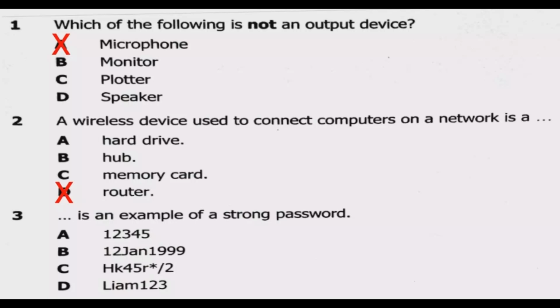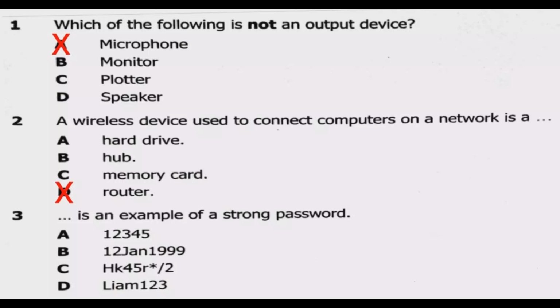We got question number 3. Dash is an example of a strong password. A. 1 2 3 4 5. That one is not an example of a strong password because it's easy to guess. B. 12 January 1999. It's not a strong one because it looks like a date of birth, so someone can easily know a date of birth and use it as your password.